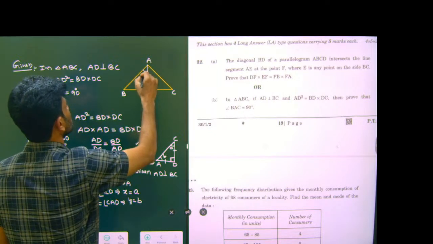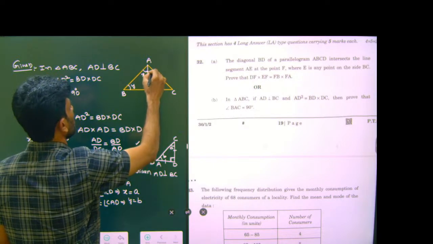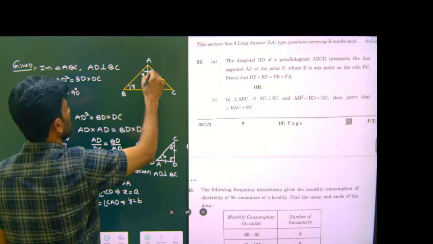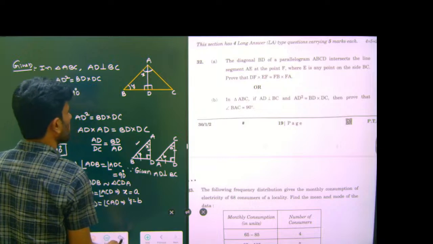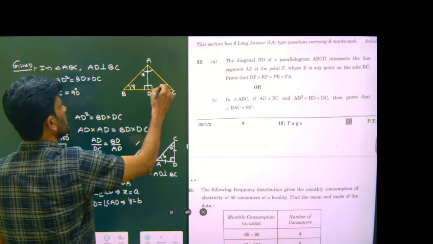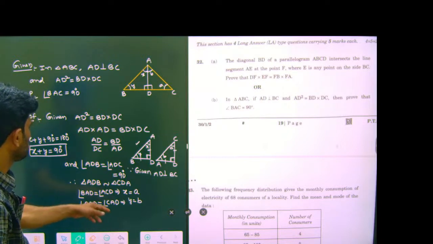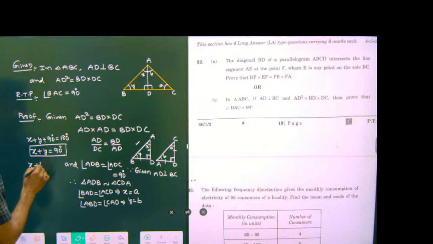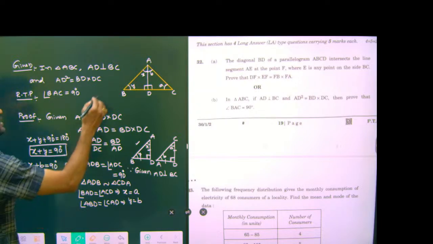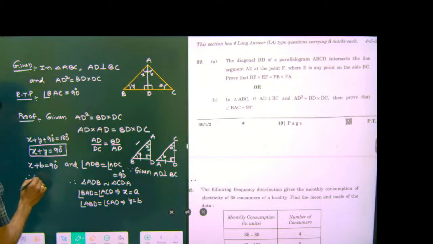BAD, this is X, this is Y, and in triangle ACD, this is A, this is B, so DAC is B. So in the place of Y, we can write B. So we got X plus B is equal to 90 degrees. From this figure, if you observe, X plus B is nothing but angle BAC. Therefore we can write angle BAC is equal to 90 degrees.